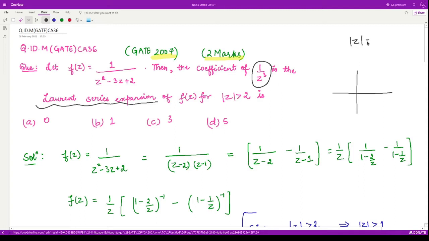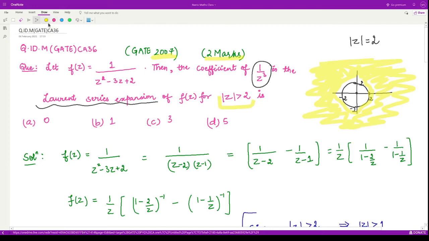So we'll first see this region, modulus of z equal to 2. That means we would have a circle centered at 0 and having radius 2, right? Pardon my drawing. So this would be the circle. So what would be the region? This region mod z greater than 2 would be this part excluding this boundary, everything outside this circle. So this would be the region mod z greater than 2, right?